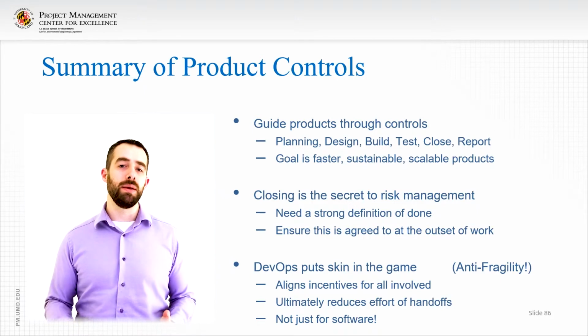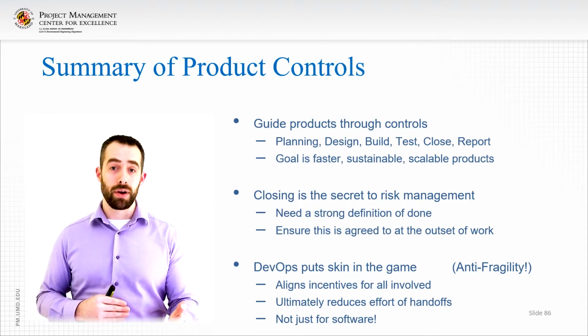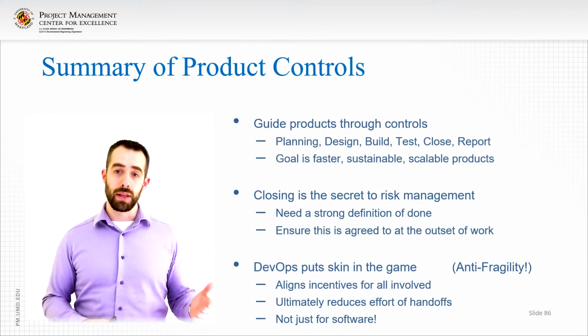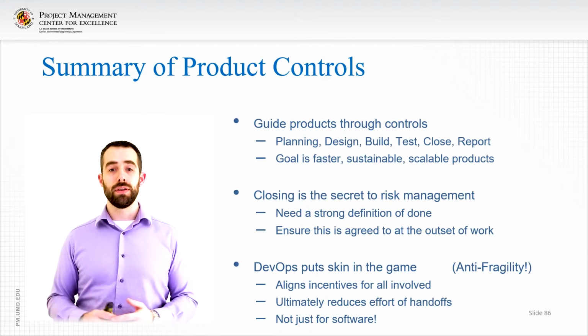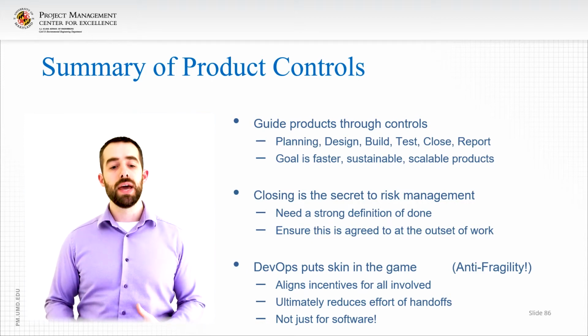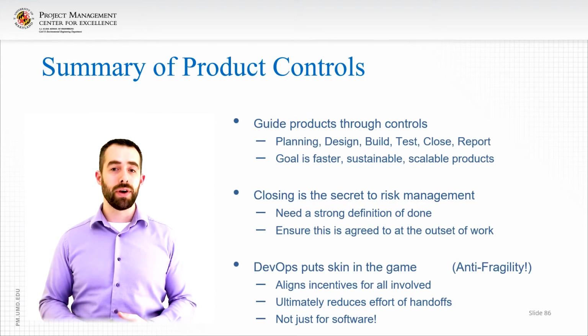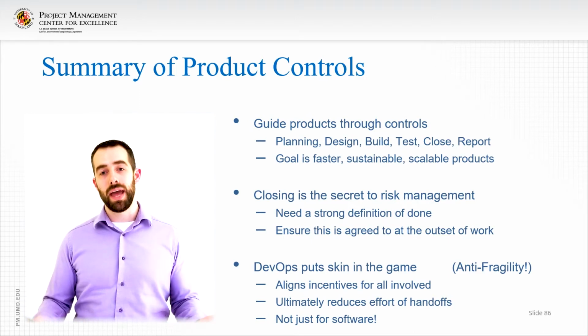Make sure that your teams have a responsibility in terms of the impacts of their work over time. If you do so, you can align incentives for all involved. You'll make sure that ultimately there are a lot fewer handoffs because people will want to own the results. And you can do this in any environment. You don't have to do it just for software. You can do it for civil engineering and others.